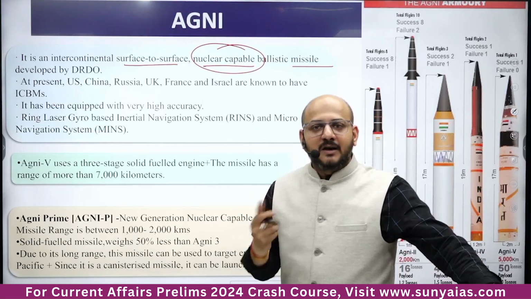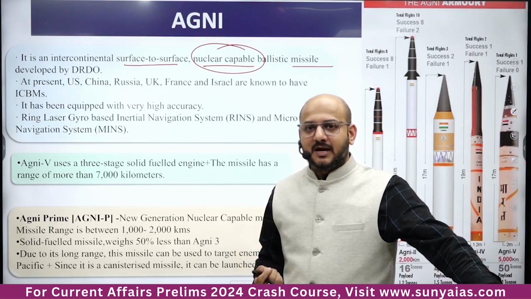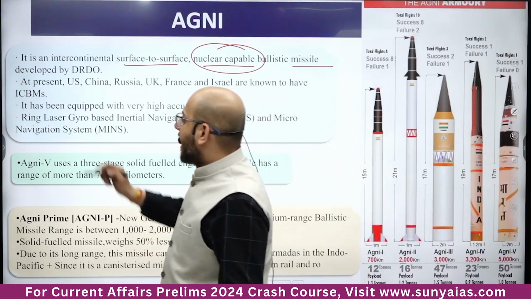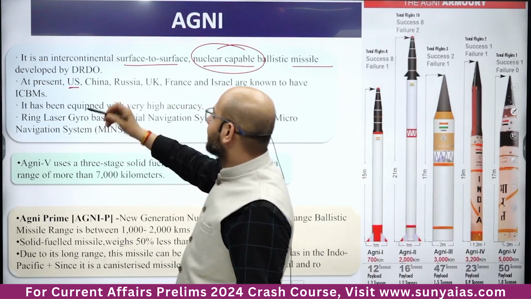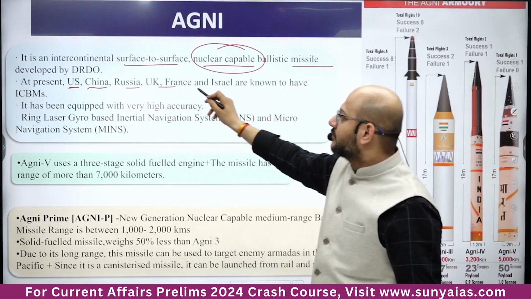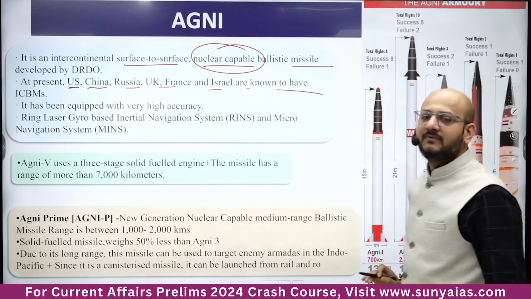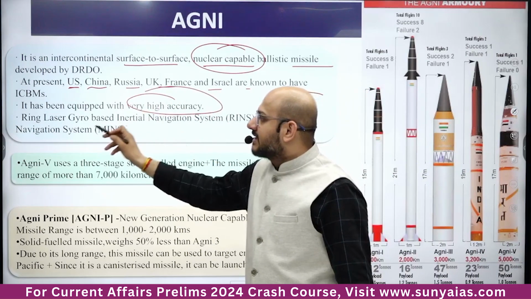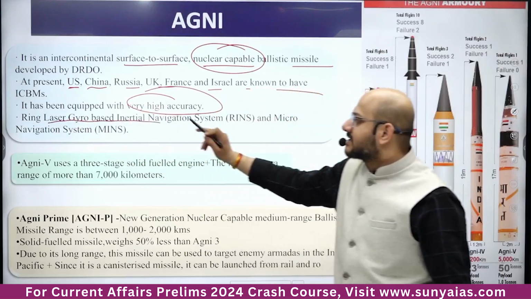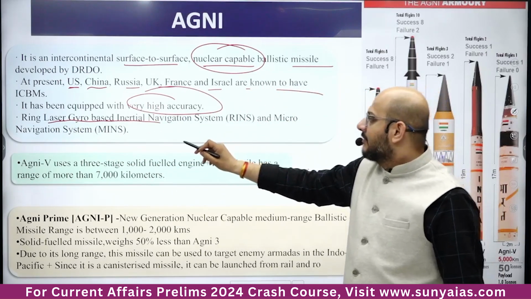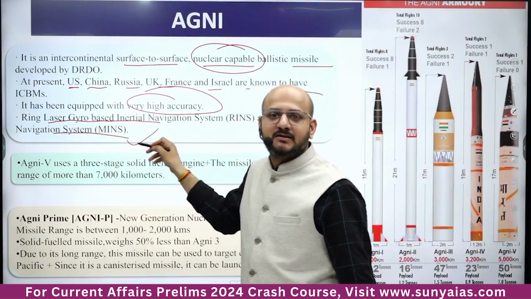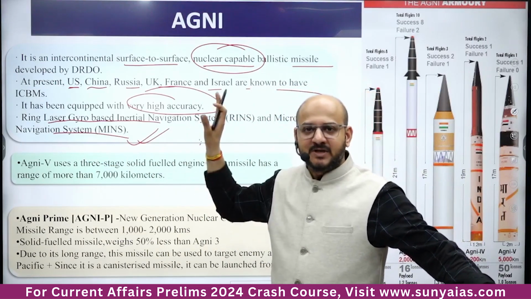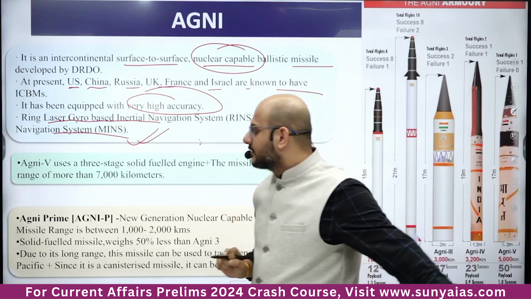So conventional munitions it can use, but also it can use nuclear capable. At present, how many countries have it? 7 countries. US, China, Russia, UK, France, Israel are known to have ICBMs. It has been equipped with very high accuracy ring laser gyro based inertial navigation system and micro navigation systems. Means RINS and MINS technologies. Okay, I'm not dwelling here right now in detail. In the class we'll understand that also.